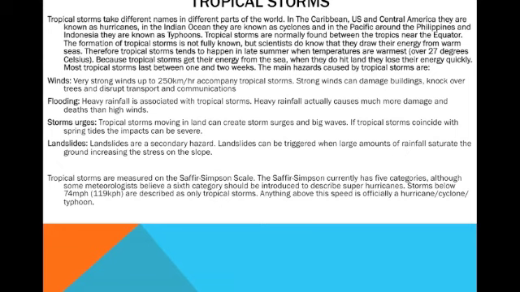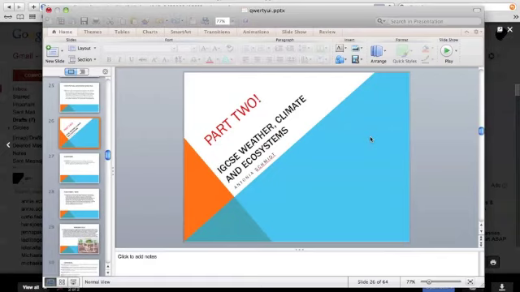So tropical storms are measured on the Saffir-Simpson scale. It currently has 5 categories, although some meteorologists believe a 6th category should be introduced to describe super hurricanes. Storms below 74 miles per hour are described as only tropical storms. Anything above this speed is officially a hurricane, cyclone, or typhoon.